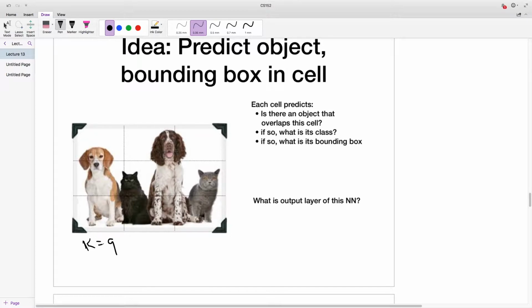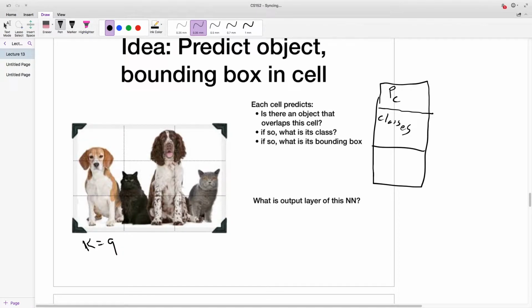Okay, this isn't going to be perfect, but we're going to work our way up to what we want. So each of these cells is making this prediction we just talked about. So it's predicting the probability that there is an object there or not. And then the classes, and then the bounding box. And we've got this repeated 9 times.